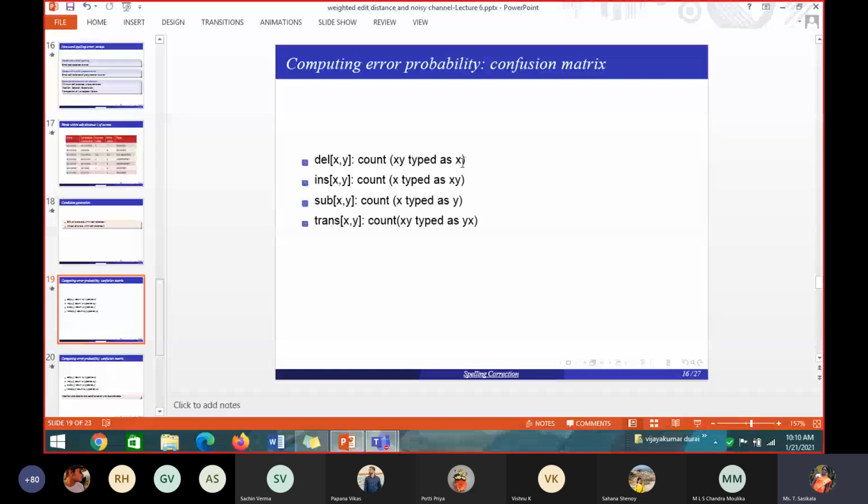What is insertion? Counting only x is my correct word. So when I am typing, it is typed as xy. So is that insertion or deletion?